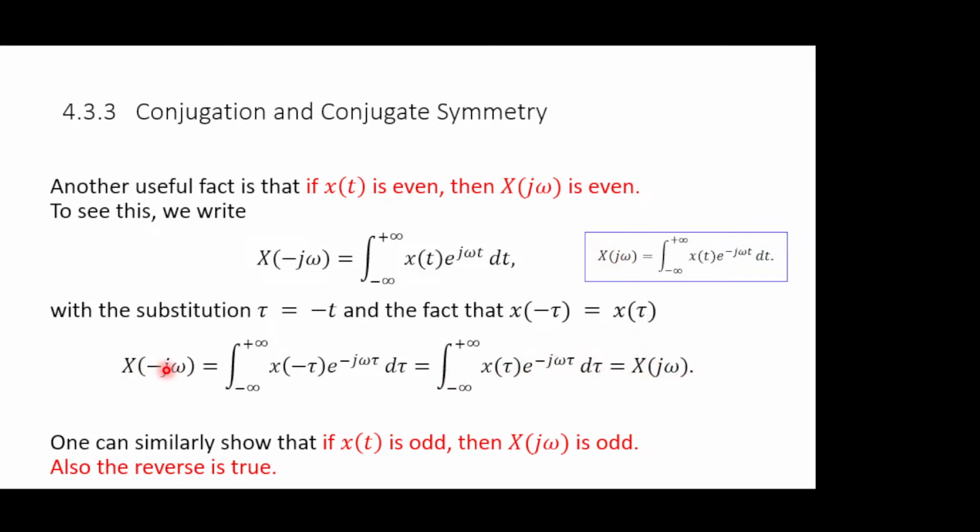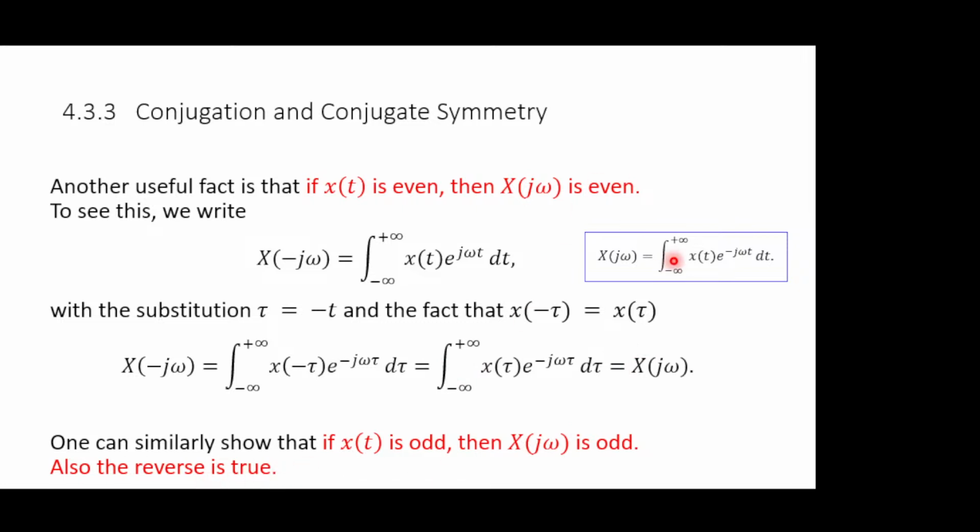So we prove that X of minus j omega equals X of j omega, and that means X of j omega is an even function. And similarly, you can prove any similar thing. Say if x of t is odd, then you will get an extra negative sign when you do this step. So you will see your big X of j omega is also odd.